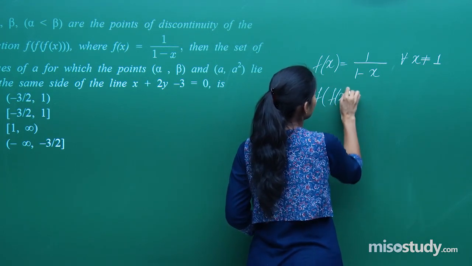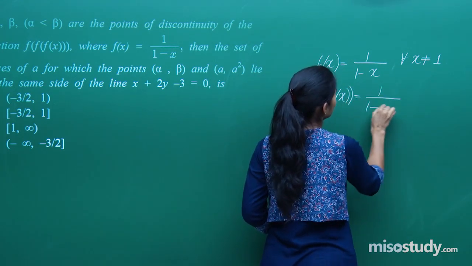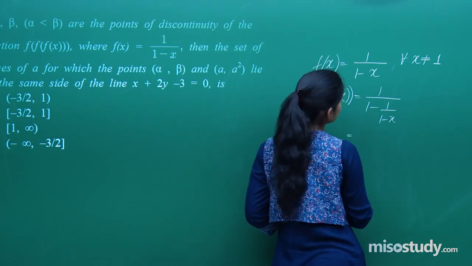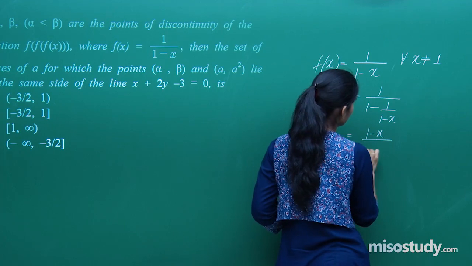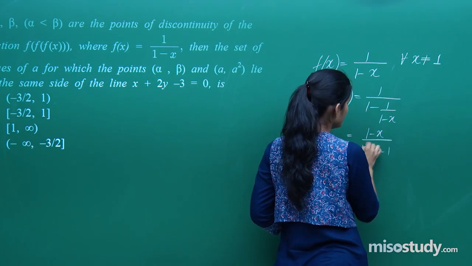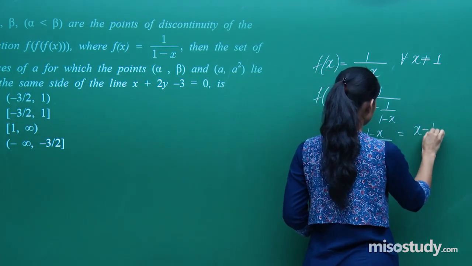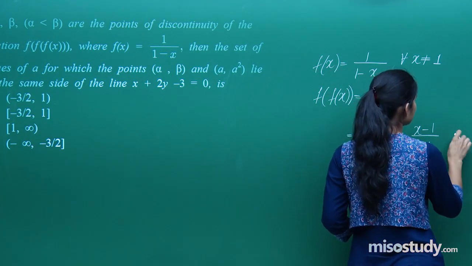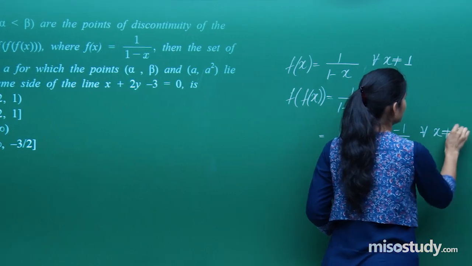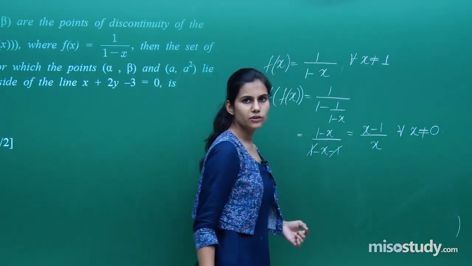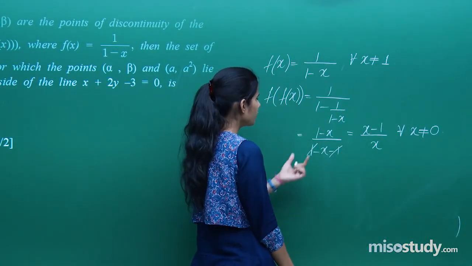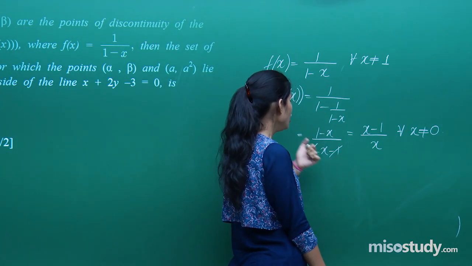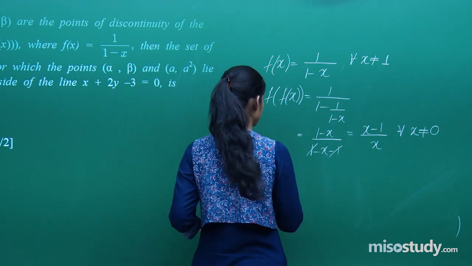If I talk about f of f of x, it is 1 upon 1 minus 1 upon 1 minus x. This is equal to what? 1 minus x whole upon 1 minus x minus 1. So this happens to be x minus 1 upon x, right? And then this is not defined for x equals 0 in the denominator, right? This was 1 minus x upon 1 minus x minus 1. So this is 1 minus x upon minus x, or x minus 1 upon x.